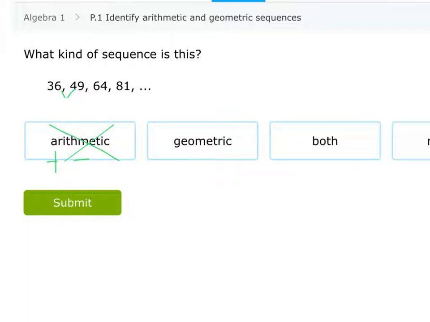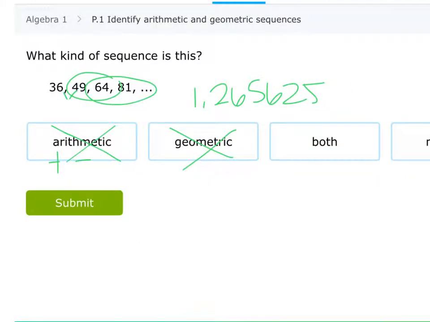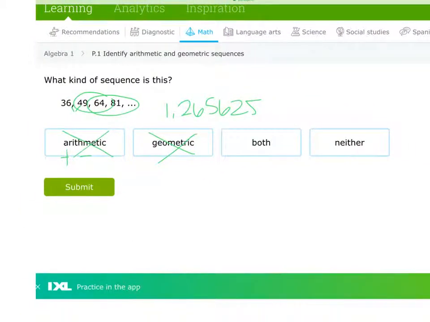So my next option is to check if it's geometric. If I look at dividing 81 by 64, I get a decimal, 1.265625. Now I'm going to check 64 and 49. 64 divided by 49 is a different decimal, so this is not geometric either. So in this situation, since it's neither of these, we're going to circle neither.